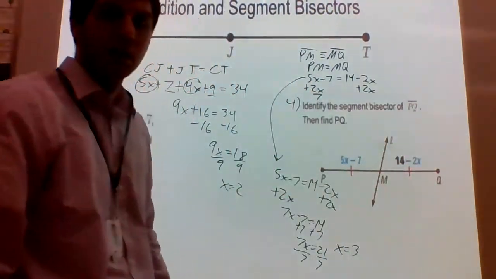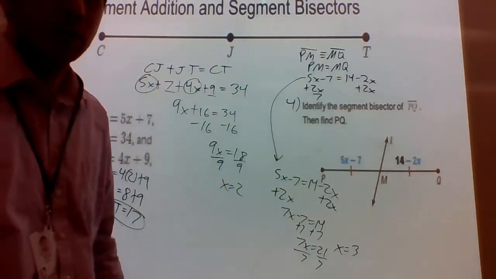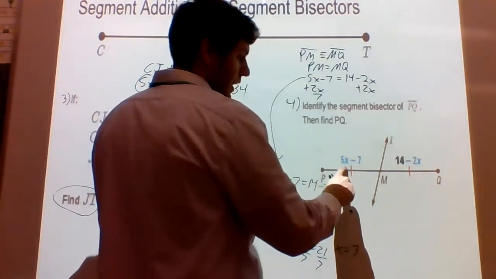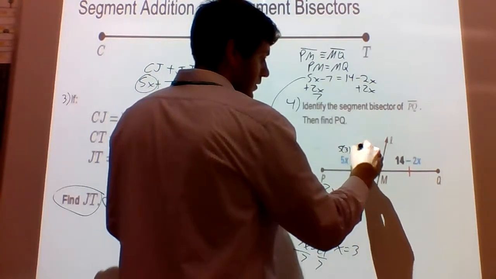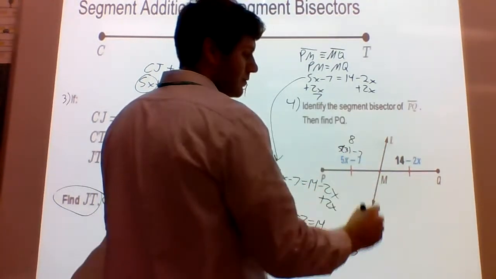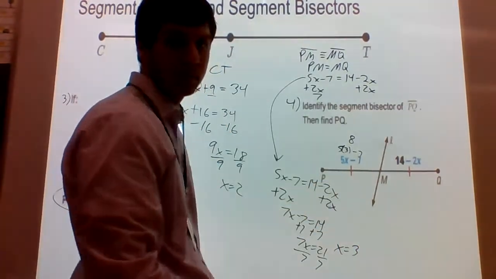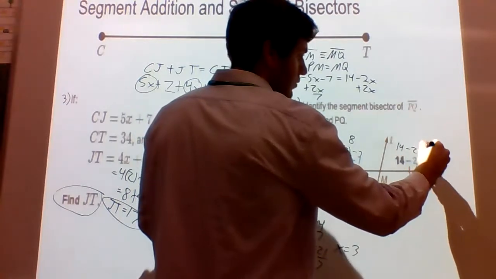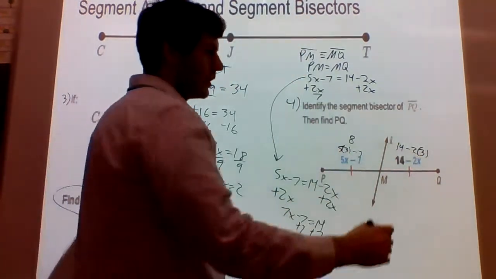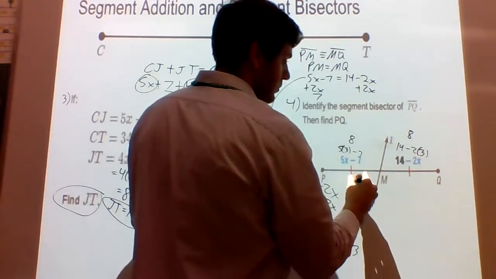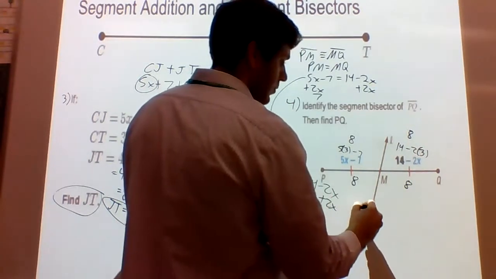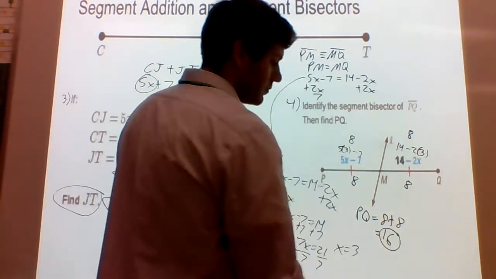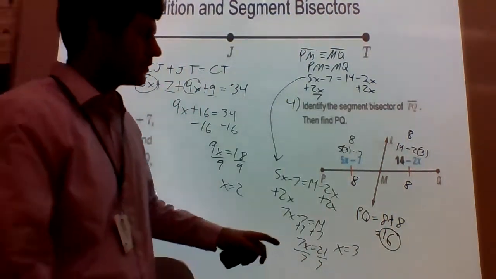Because M is the midpoint of PQ, we can use segment addition. PM plus MQ is going to be PQ. So 5 times 3 is 15. 15 minus 7 is 8. So PM is going to equal 8. MQ is 14 minus 2x. So 14 minus 2 times 3. 2 times 3 is 6. 14 minus 6 is 8. So this piece is 8 and this piece is 8. Then PQ is going to equal 8 plus 8, which is 16.